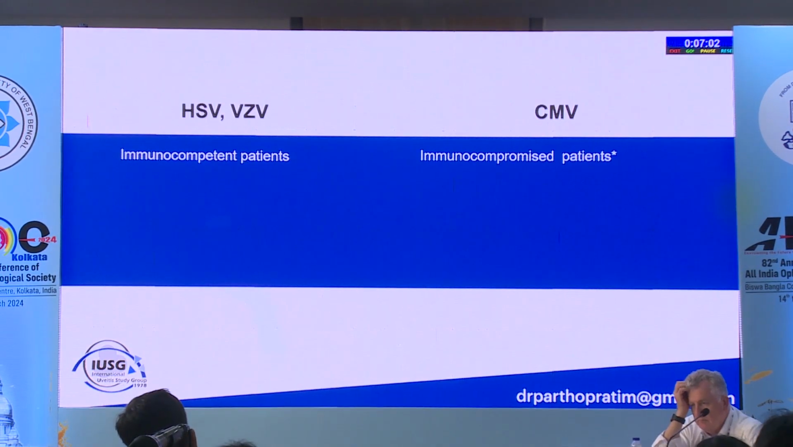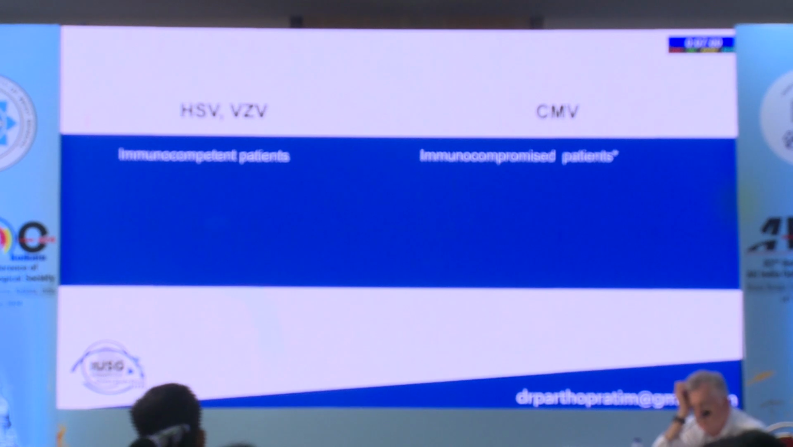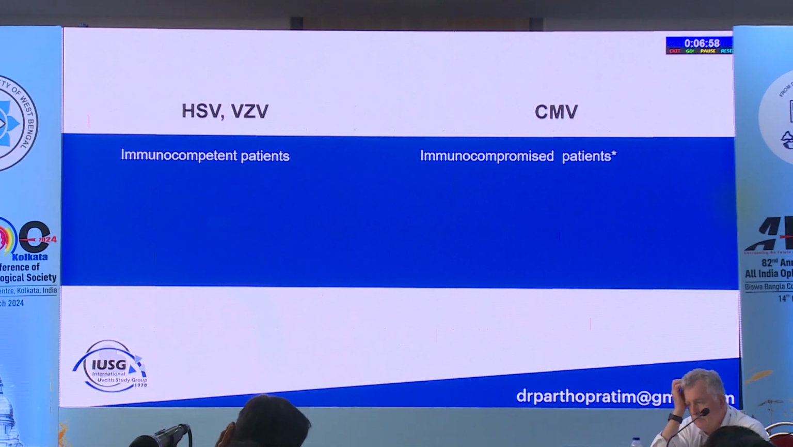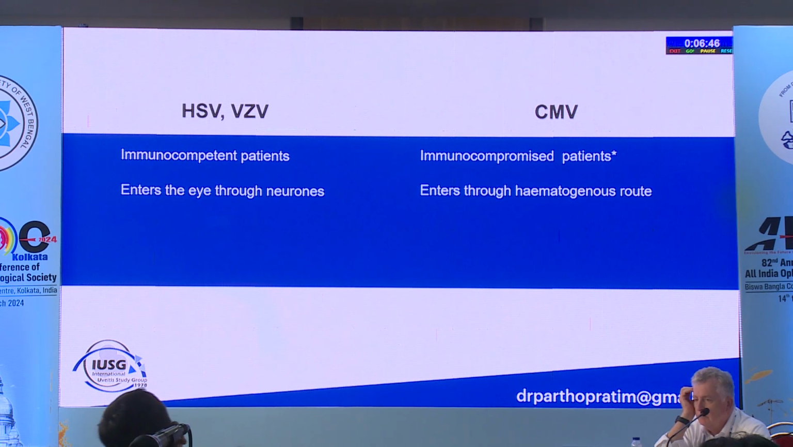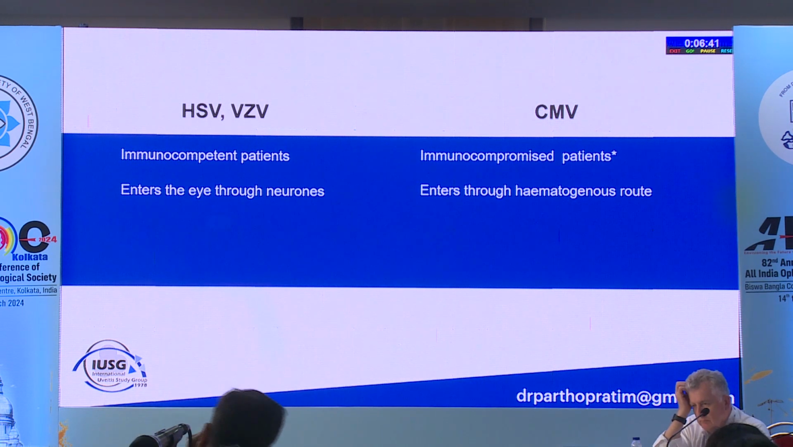Now, if you see the broad differentiation between HSV, VZV infection and CMV, the first one involves the immunocompetent patient, and CMV is most commonly seen in the immunocompromised, though we can see involvement in immunocompetent patients as well. But you have to understand that HSV and VZV enter the eye through the neurons, whereas for CMV, the primary mode is hematogenous.